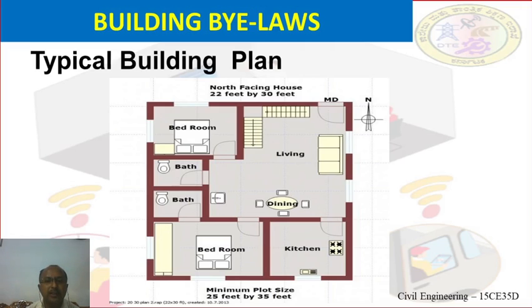And the MD, it means the main door, and D1, D2, like that. You can show the openings of the building. And here it is a 2 BHK house, that is a 2-bedroom hall and kitchen house, which is the typical plan. In this way you have to draw the typical plan. And here it is proposed to construct a duplex, that means the staircase which is shown inside of the building.